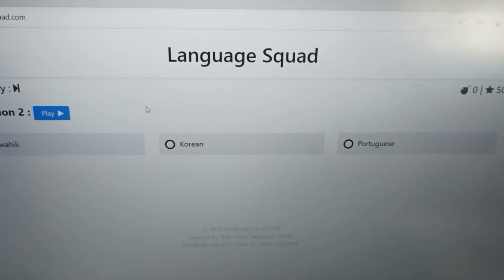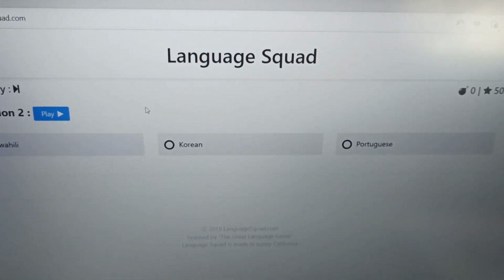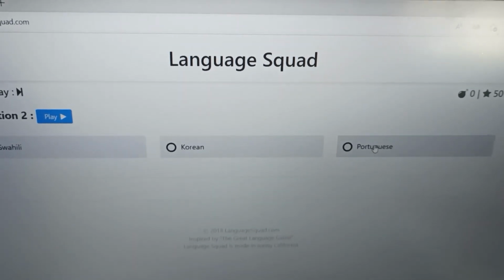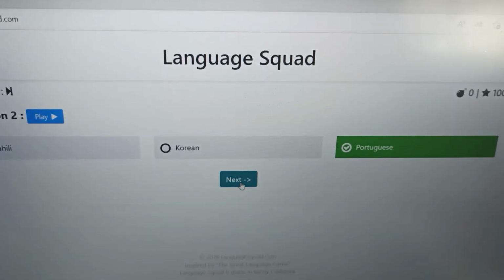Maybe better than... Here was Brazilian Portuguese, not Portuguese from Portugal, but it is Portuguese like Portuguese.